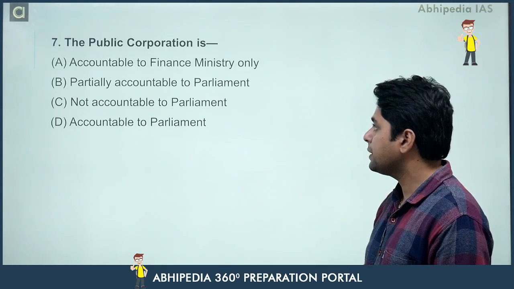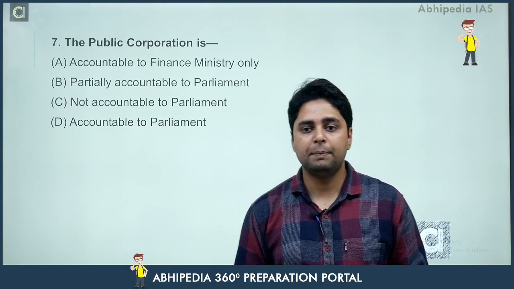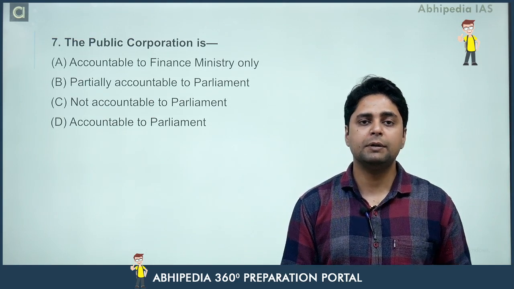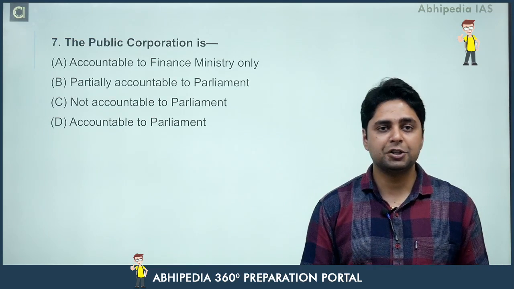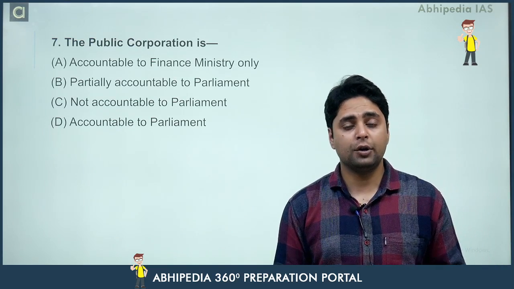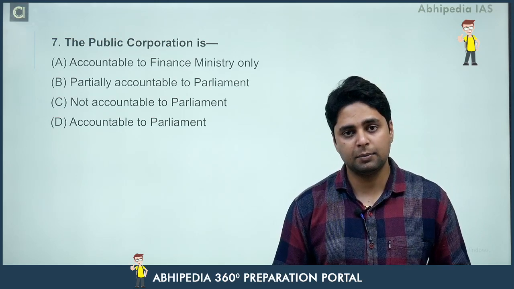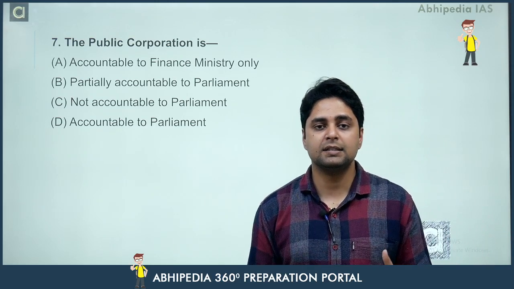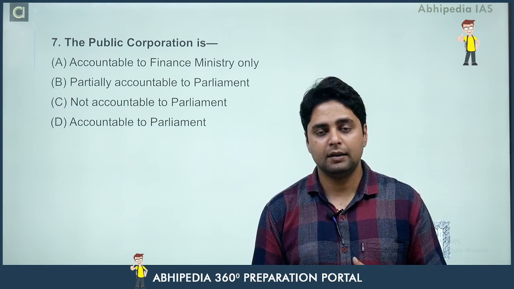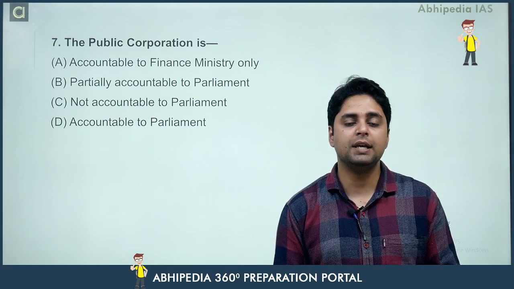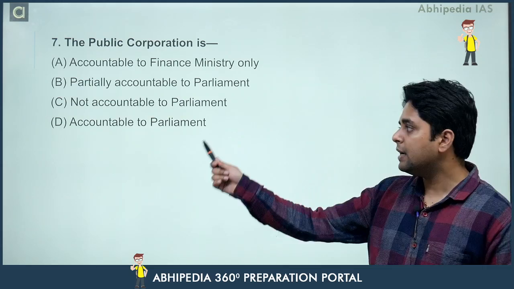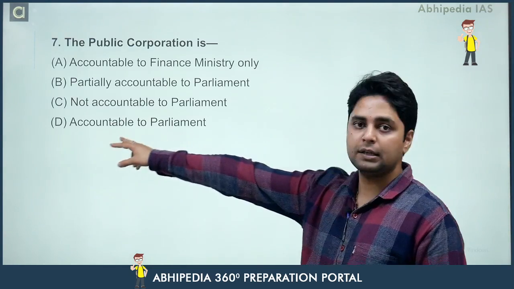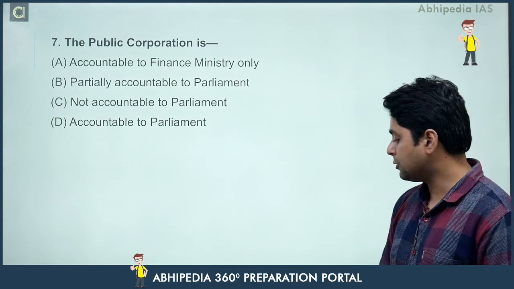Then question number 7, a public corporation is, this is a very simple question, is it accountable to finance ministry only, partially accountable to parliament, not accountable to parliament or totally accountable to parliament? एक public corporation होती है जिसमें 50% से ज़्यादा stake गवर्नमेंट के हाथ में होता है, तो पब्लिक कॉर्पोरेशन की अकाउंटेबिलिटी किसको बनती है? It is totally to the Parliament. So D here is your correct answer, it's accountable to Parliament.